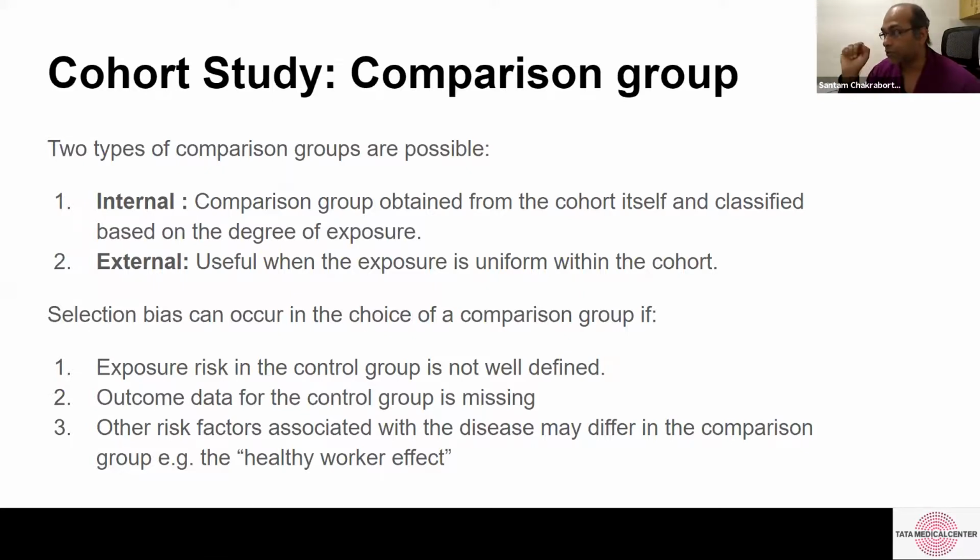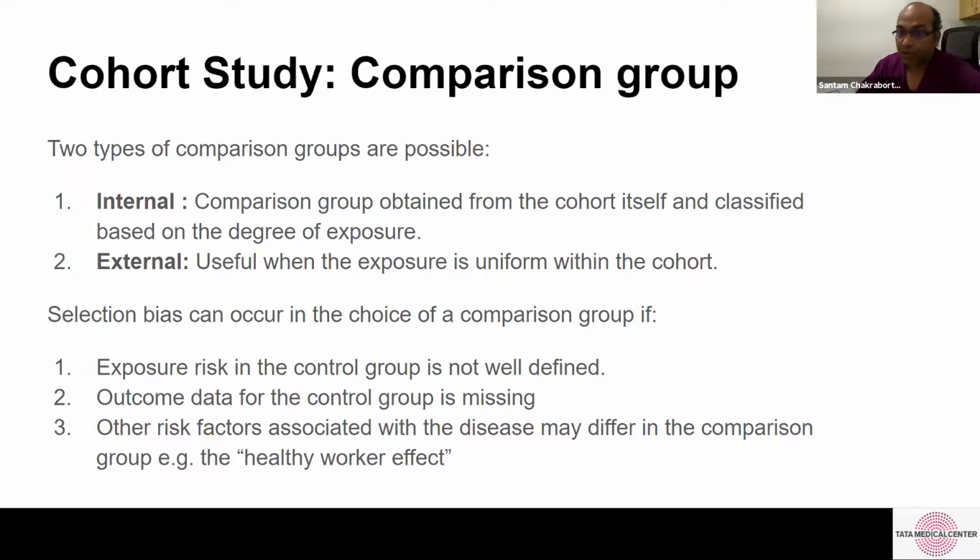So when you are doing a cohort study, you will start with all smokers. An internal cohort may have smokers who are light smokers, who smoke less than 1 or 2 cigarettes a day, and heavy smokers who, suppose, smoke more than 1 or 2 packs a day, and so on. So that will be an internal comparison. If you are doing an external comparison group, then you have to find a cohort of non-smokers in order to determine the association between smoking and lung cancer.